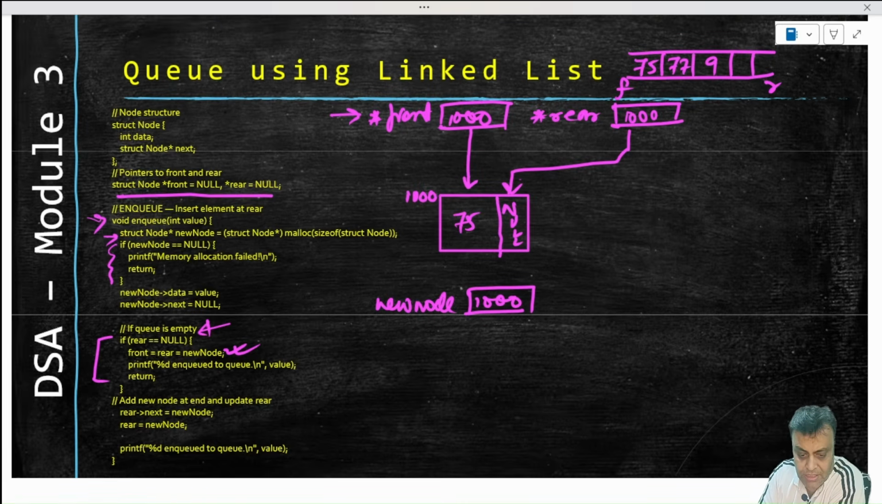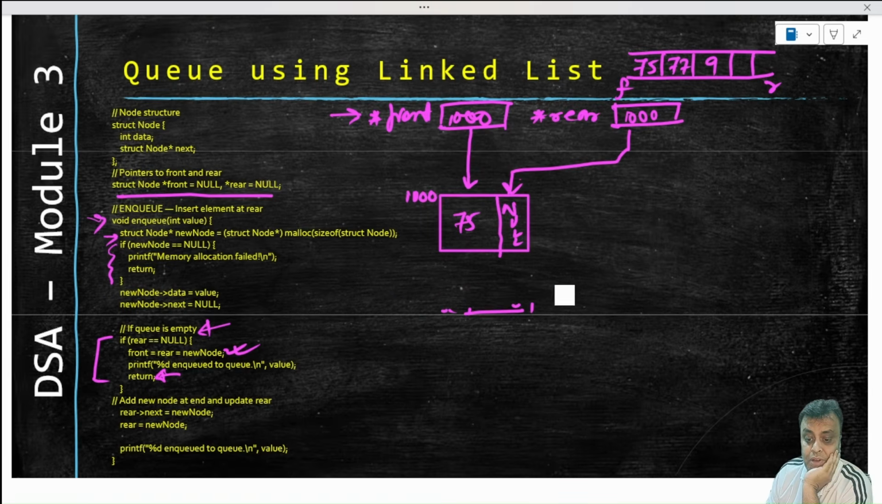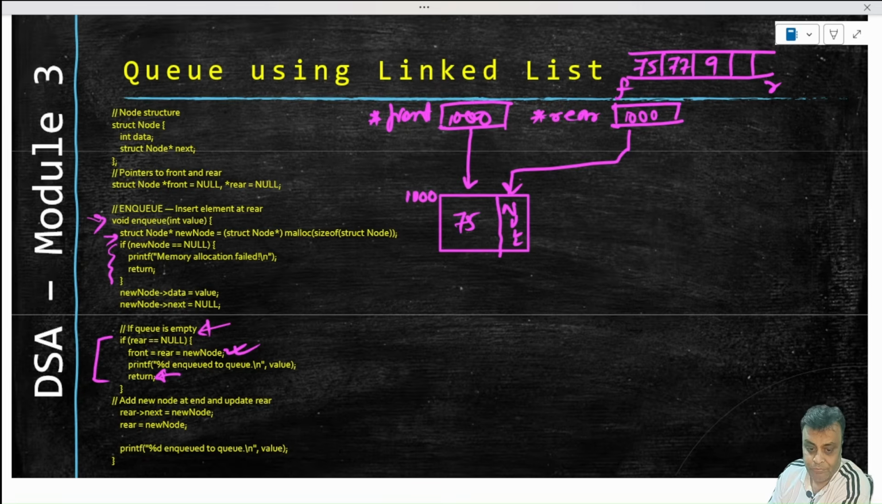Front and rear have become 1000, which means that we have now successfully created our first element in the queue, and it is returning out, which means this particular variable has gone out of scope, right? And these two variables are global variables, so they will stay. Now we are enqueuing 77.